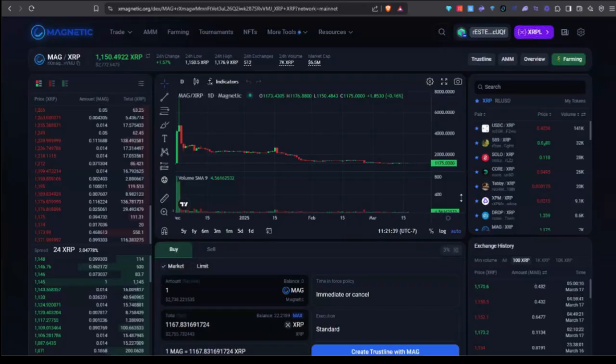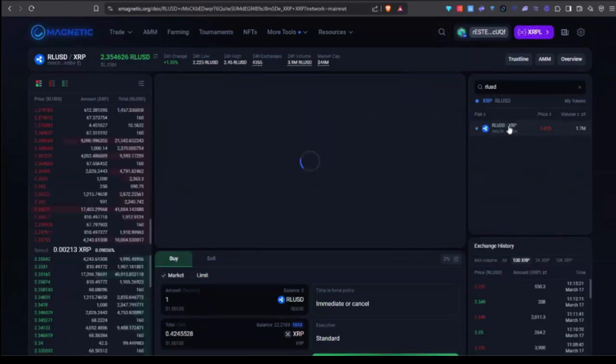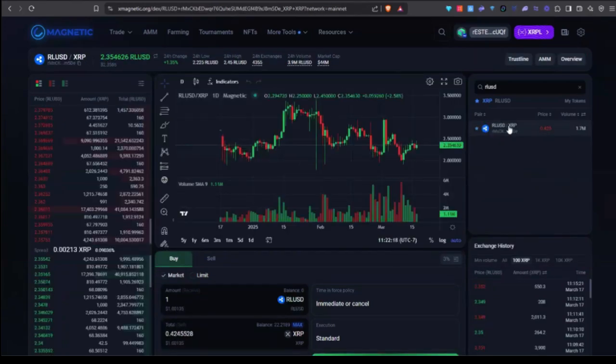Cool. All right. So this channel is called Flare Forward, and we are thinking about Flare as a main topic, but this is not a one chain to rule them all ecosystem. So I think it's important to learn tools from other ecosystems as well. So today we're going to talk about Xmagnetic, which is an interface that allows you to interact with the XRP ledger.